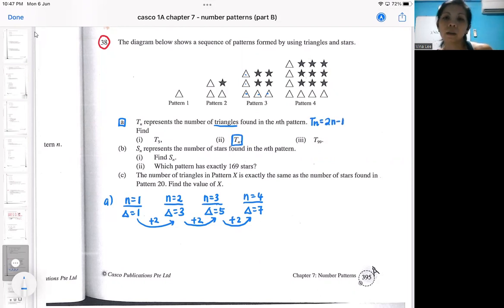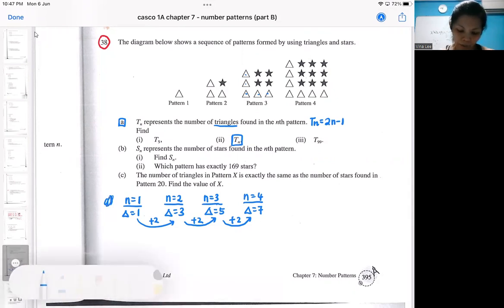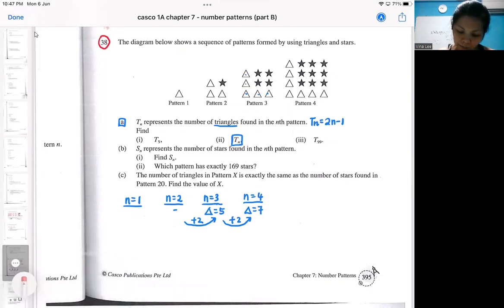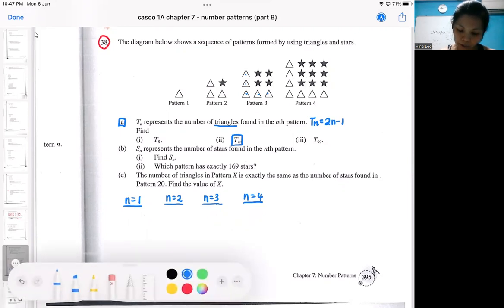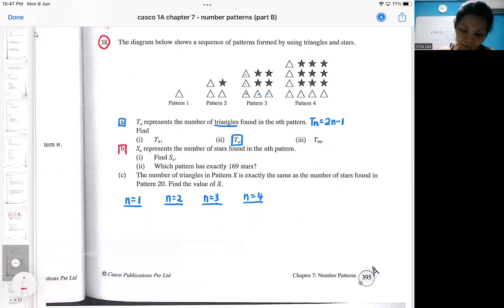Okay, so the stars is in a common difference. So, no, not the star, sorry. The triangle is in common difference. So I'm going to change to star on the next part. So Sn is the formula for stars.